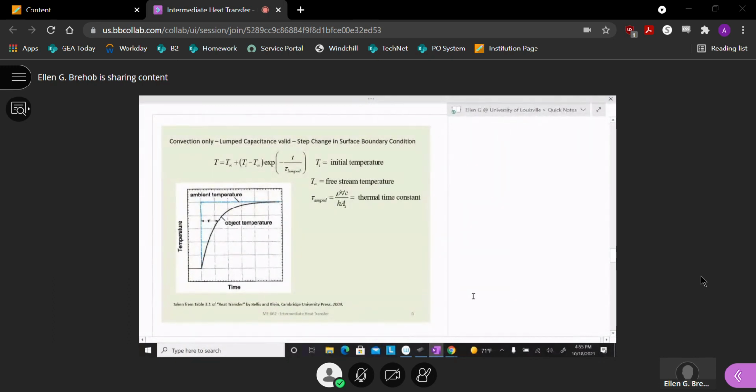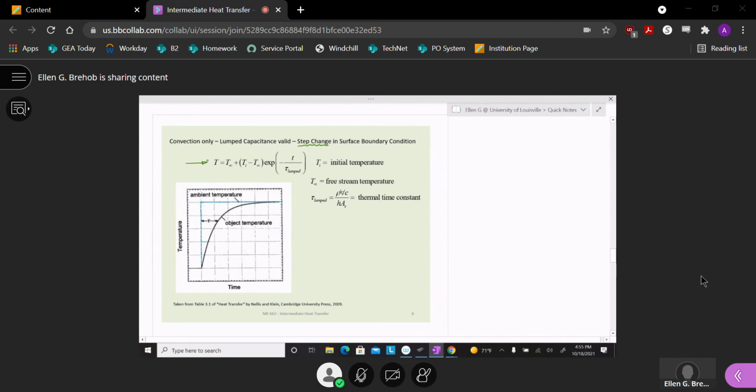This slide is showing convection only, so lump capacitance has to be valid, just like that problem we solved. And then the other thing that I probably don't talk about very often, but we had a step change in surface conditions. So that was the case. We had that rod at some temperature, and all of a sudden we put it into a furnace that has hot air blowing over it. So we have a step change in boundary conditions.